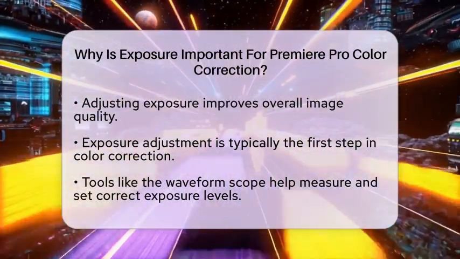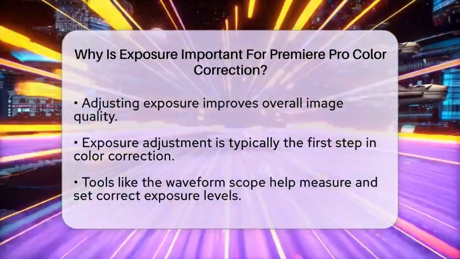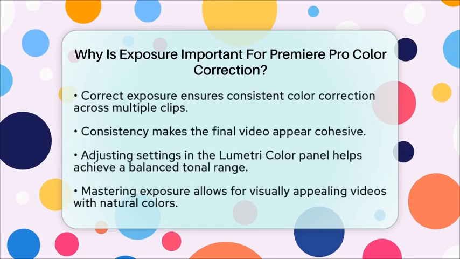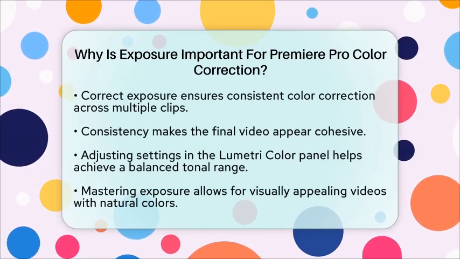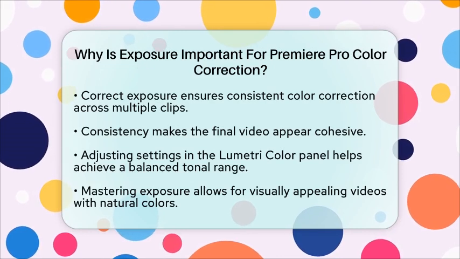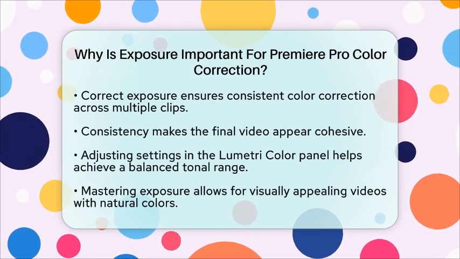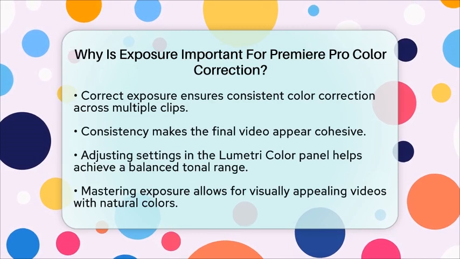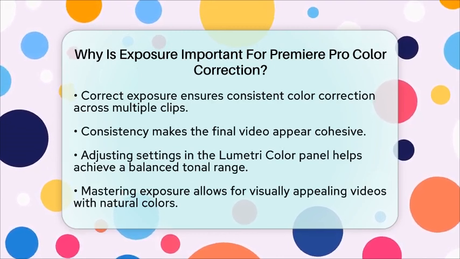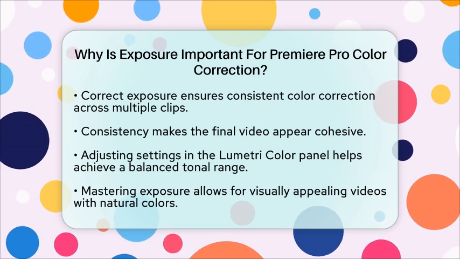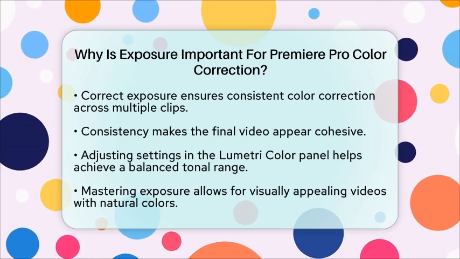In practical terms, adjusting exposure in Premiere Pro involves manipulating settings like exposure, highlights, shadows, and whites within the Lumetri Color panel. This ensures your image has a balanced tonal range before you move on to more creative color grading steps. In essence, exposure controls the brightness and detail range in your footage.